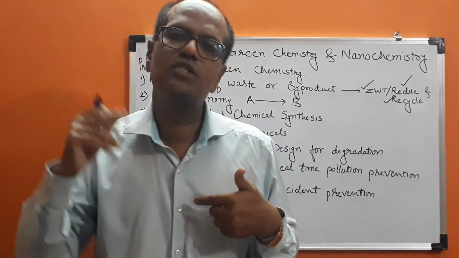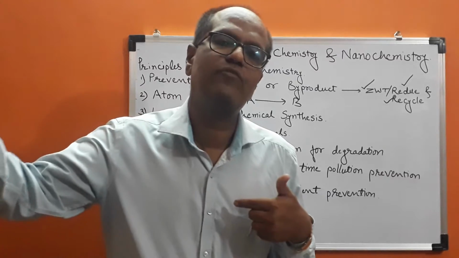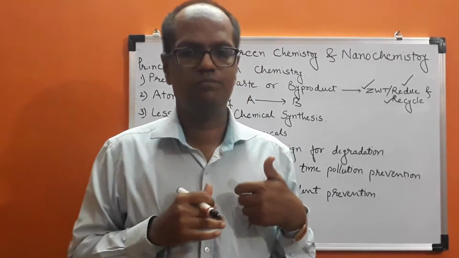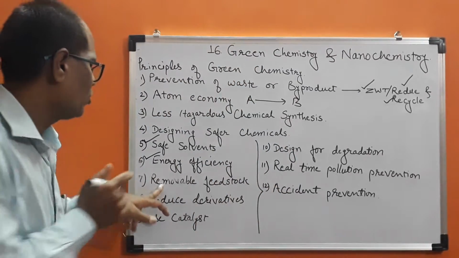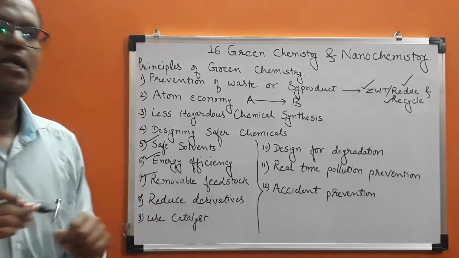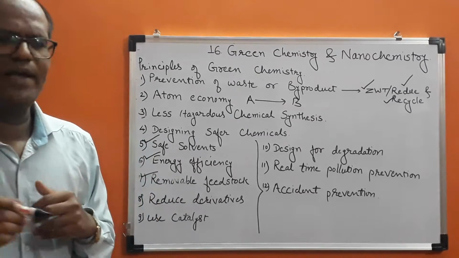Instead of that, let us use the chemical substance which is obtained from nature, from plant material. That is nothing but renewable feedstock. After that, reduce the derivatives. What do you mean by reduce the derivatives?